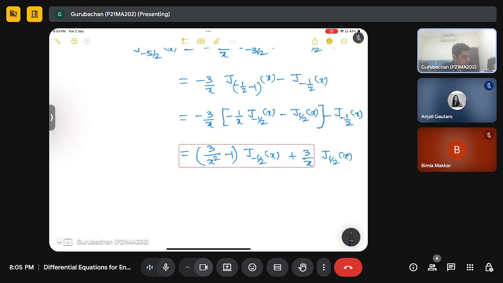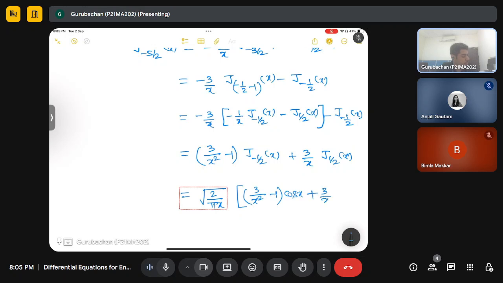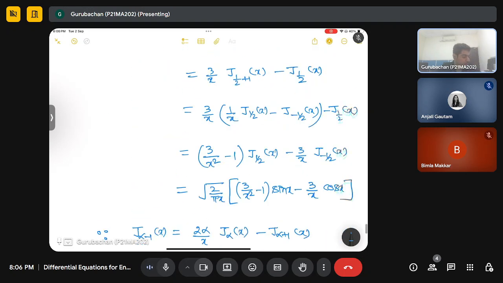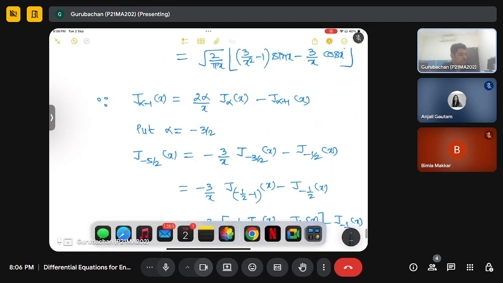So here we will put the value of J half and J minus half. So this will give you 3 by x square minus 1 cos x plus 3 by x sin x. So this will be the value of your asked second one. Let me check it. Yeah, this is correct. So these two values we have been asked to calculate, and we have calculated these two.